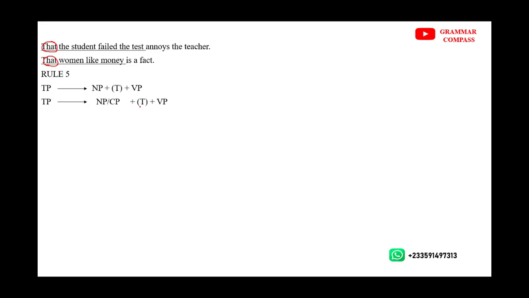Let me go over this rule again. A TP, that is a sentence, can consist of either a noun phrase or a complementizer phrase plus a T and then a VP. That is, if you have a sentence, check whether the noun phrase part is a complementizer phrase. If the noun phrase part is a complementizer phrase, then instead of writing TP consists of NP and then a VP, you should write TP consists of a CP, that is a complementizer phrase, and then a VP, that is a verb phrase.